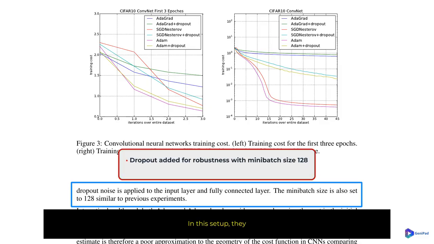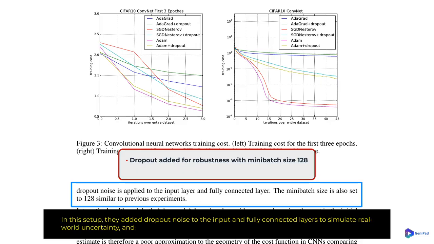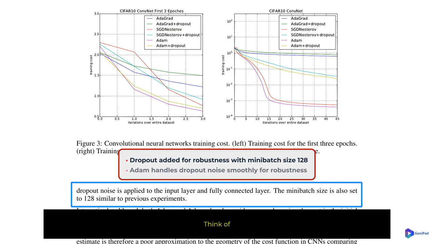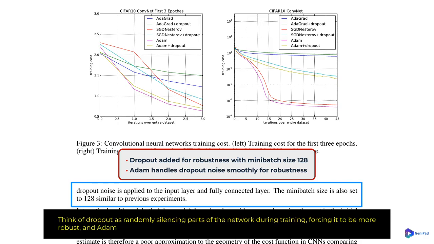In this setup, they added dropout noise to the input and fully connected layers to simulate real-world uncertainty, and used a mini-batch size of 128 for consistency. Think of dropout as randomly silencing parts of the network during training, forcing it to be more robust, and Adam handles this chaos smoothly without extra fuss.